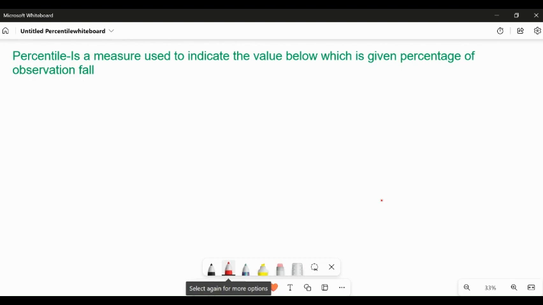Okay, percentile is a measure used to indicate the value below which a given percentage of observations fall. Now I'll give one small example, so based on that you will understand this definition very easily. If I say that I got 94 marks out of 100, and I'm saying that my percentile is 90 percentile.